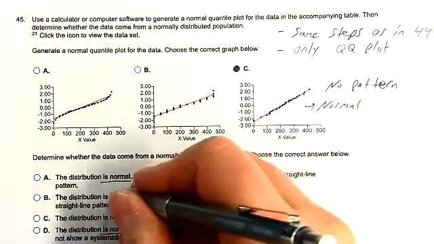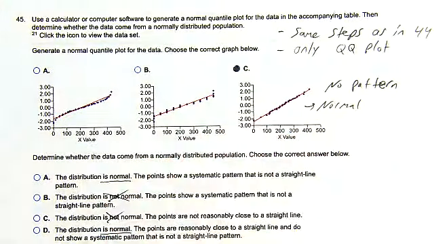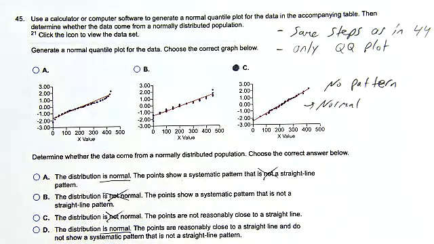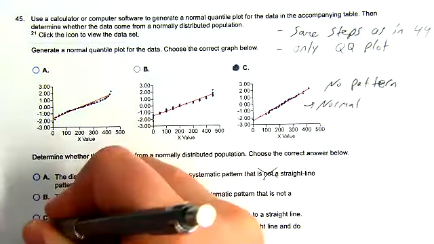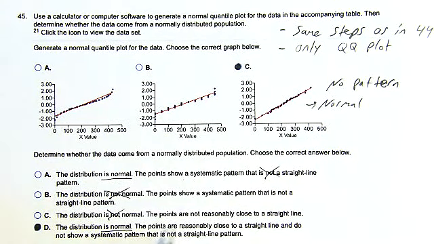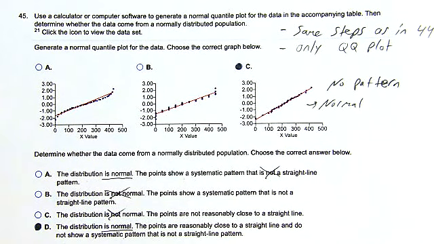So our two options are A and D. The distribution is normal. The points show a systematic pattern that is not a straight line pattern. They do show a straight line pattern, so it must be D. The distribution is normal. The points are reasonably close to a straight line and do not show any pattern that is not a straight line pattern. Perfect.